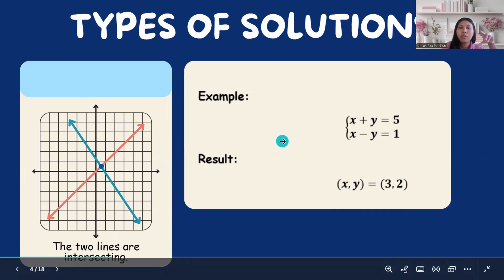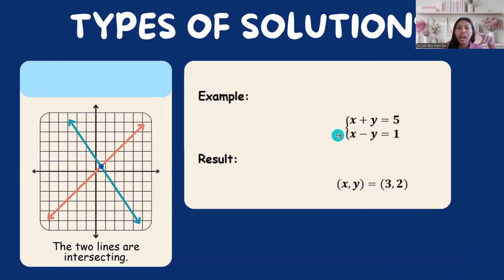For example, we have the system x plus y equals 5 and x minus y equals 1. We get the result (x, y) equals (3, 2), because if we substitute this value into the system, we have 3 plus 2 equals 5 and 3 minus 2 equals 1. So this is right.